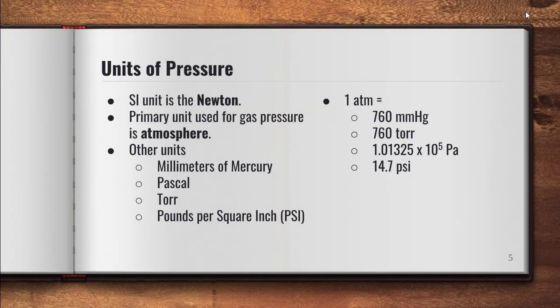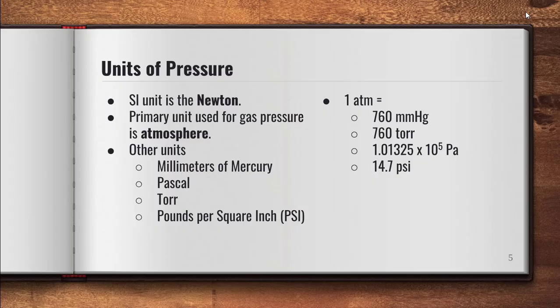So what are some units? How do we measure pressure? Well, the SI unit is the Newton. And the primary unit we use for gas pressure, though, is the atmosphere. So we probably won't use newtons a lot in this class. If you take a class of physics, you'll see a lot more with newtons. Some other units that we use are millimeters of mercury. We'll use the Pascal, the torr, and pounds per square inch. Probably the one that we're most familiar with is PSI. You see that a lot with tire inflation and things like that.